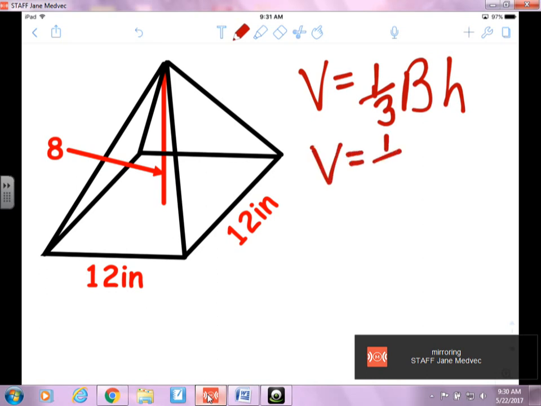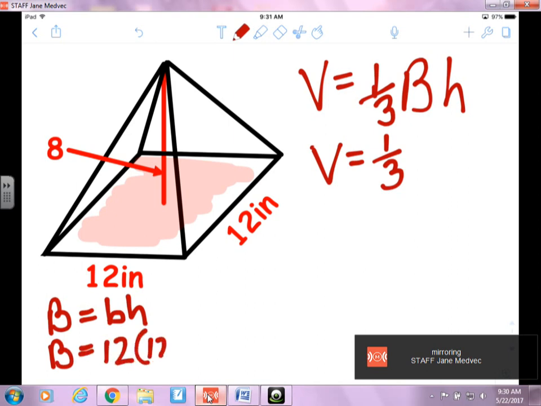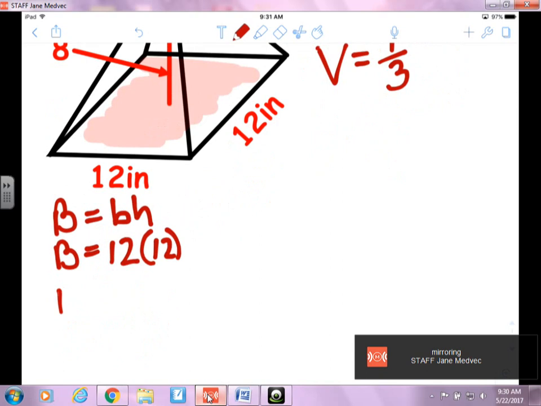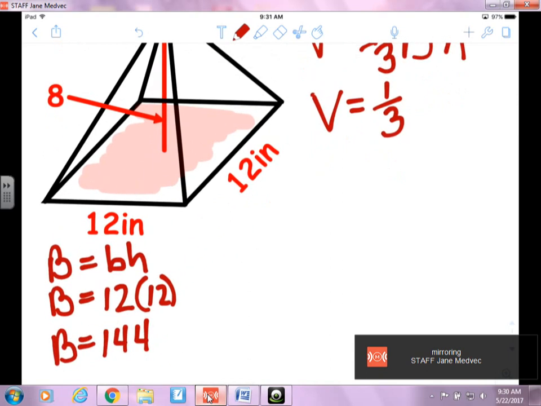Volume equals 1/3. I need to take a look at my base. Now, the base on this, you'll notice it is a pyramid. The base that we've done before with surface area, you'll notice, is a square. And so I'm going to come off to the side. I'm going to go, okay, big B is base times height. Big B equals, it's 12 times 12, or 12 squared, and my base is 144. Notice that I'm not putting any kind of a label on this because I'm not done yet. I'm just finding the area of the base.